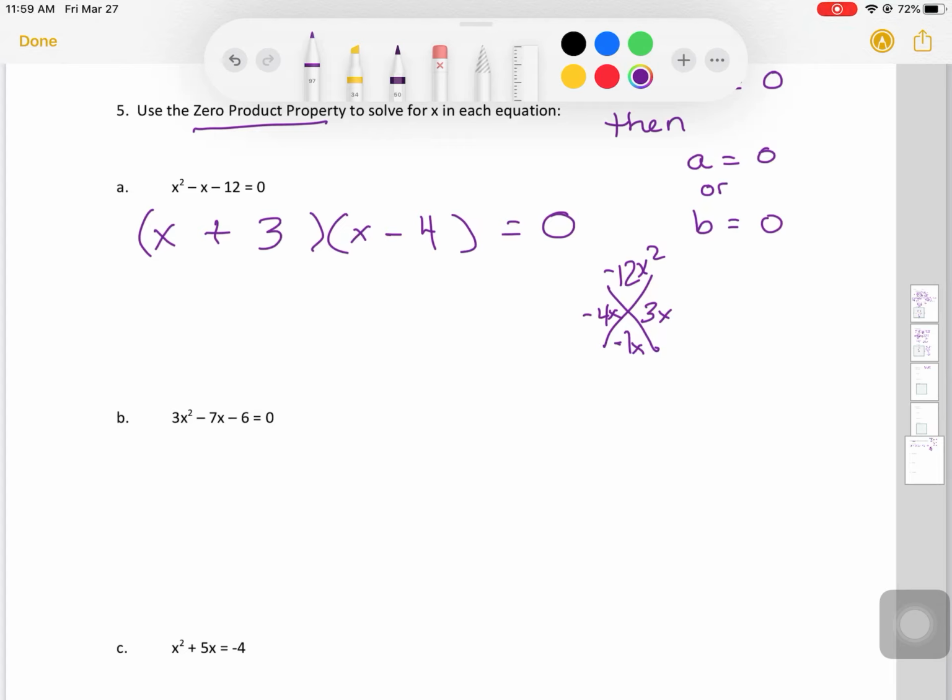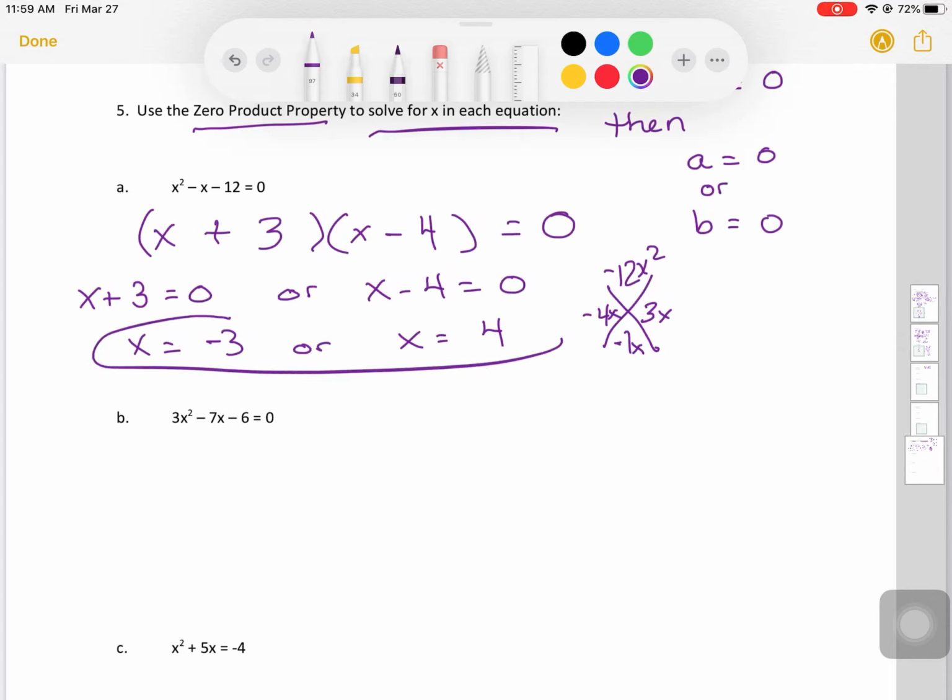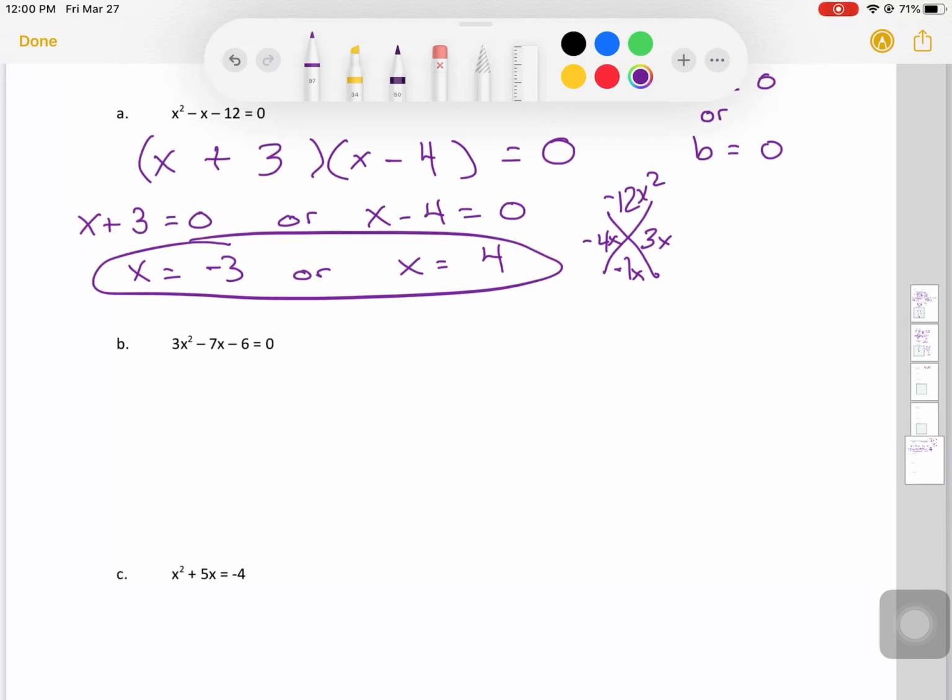So we go through this. So that means that either we've got 2 cases, x plus 3 equals 0, or x minus 4 equals 0. So x would be negative 3, or x would equal 4. That means the x-intercepts would be at negative 3 and 4. But this just says solve for x, so I've done that right here. And if x is either negative 3 or 4, it's going to make that product equal to 0. All right, and then let's do part B.